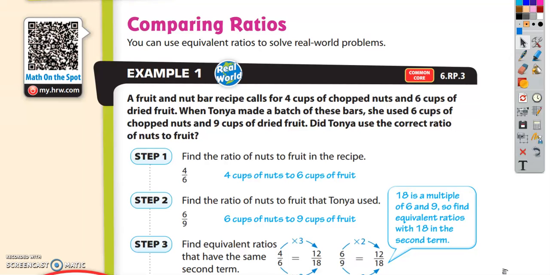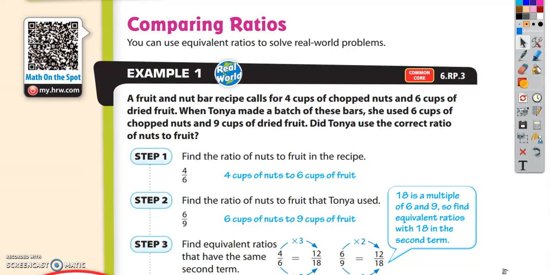We're on lesson 6.3, page 162, comparing ratios. You can use equivalent ratios to solve real-world problems. Example 1 is just an example on how to solve one of these problems. I'll read that with you and help you examine it, and then there's a Your Turn at the bottom of the page. You'll pause the video, try it, and then resume the video to check your answers.